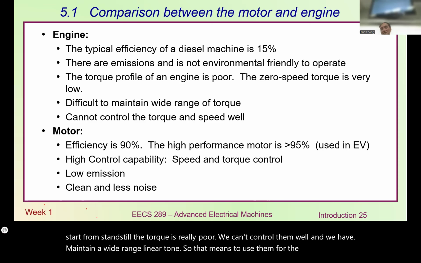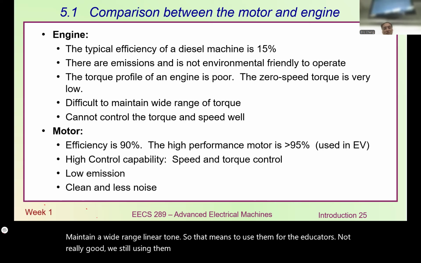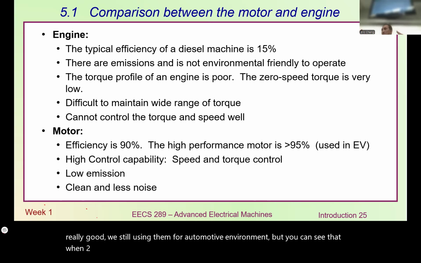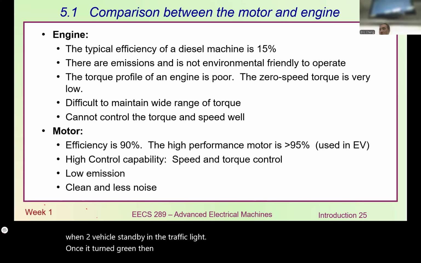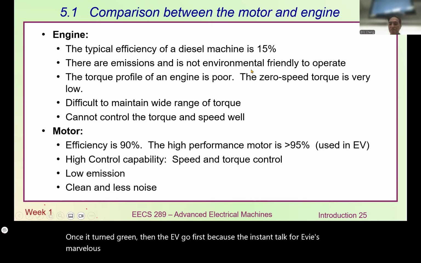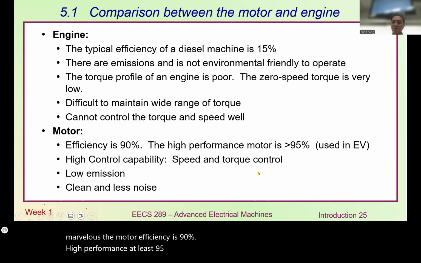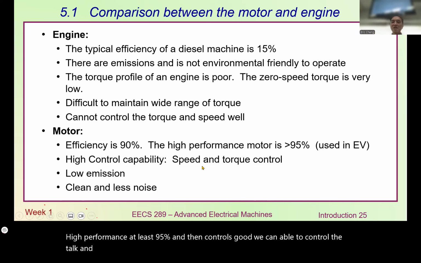We still use them in the automotive environment, but when two vehicles stand by at a traffic light, once it turns green, the EV will go first because the instant torque of the EV is marvelous. The motor efficiency is 90%, high performance at least 95%. And control is good. We are able to control the torque and speed really well, without any emission, clean and with no noise.